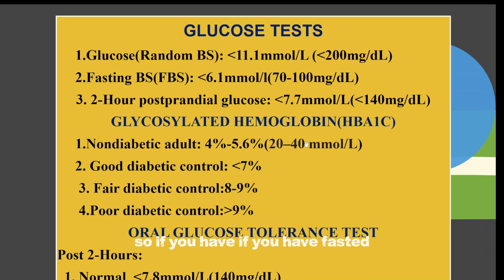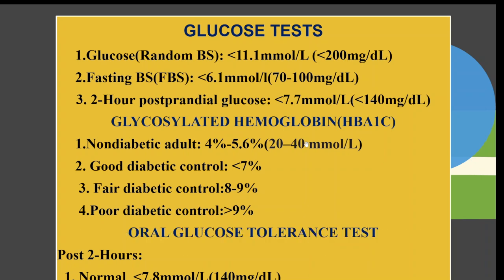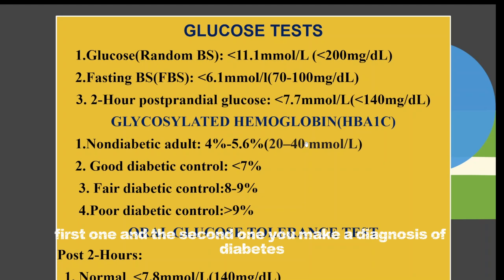So if you have fasted for 6 to 8 hours and we do the blood sugar, we call it fasting blood sugar. If it's more than 6.1 millimole per liter, then it's diagnostic for diabetes, as long as you've got features of diabetes like polyuria, passing a lot of urine, polyphagia if you're an adult, and also excessive thirst, also called polydipsia. Or if you just have the first two, you make a diagnosis of diabetes.